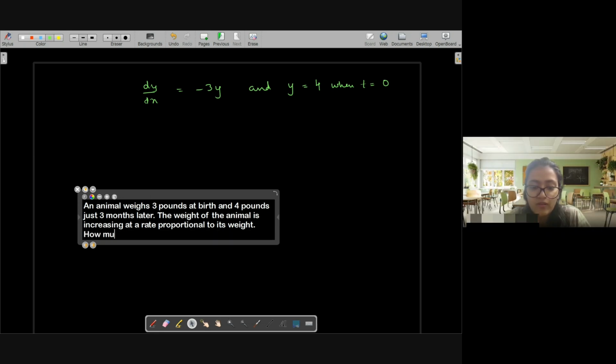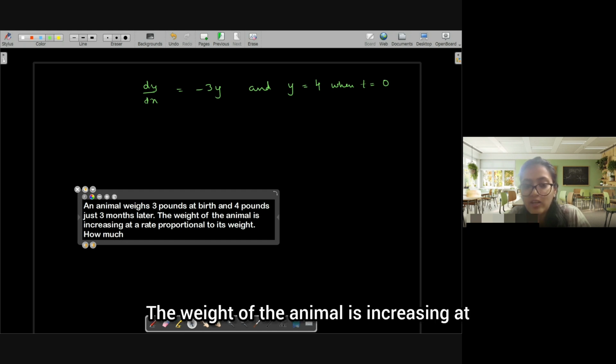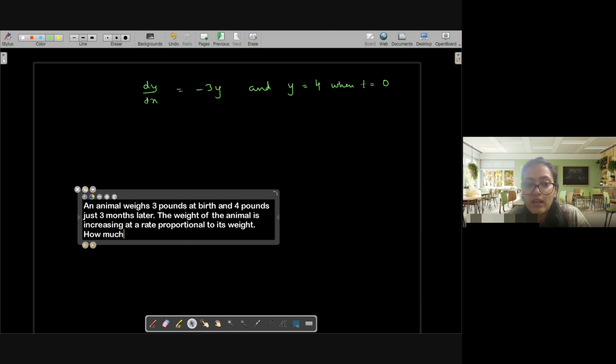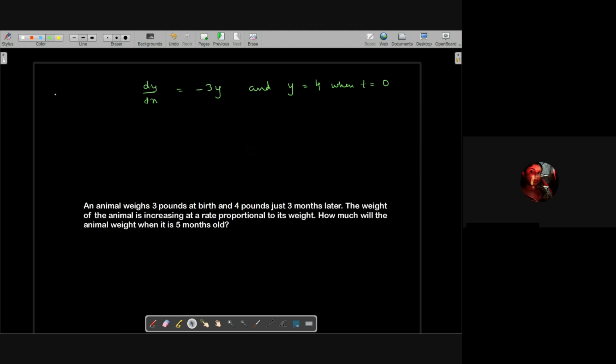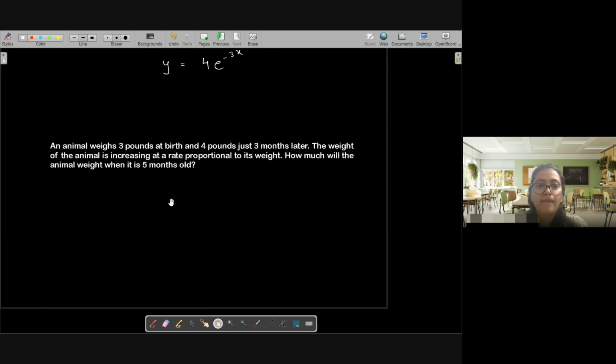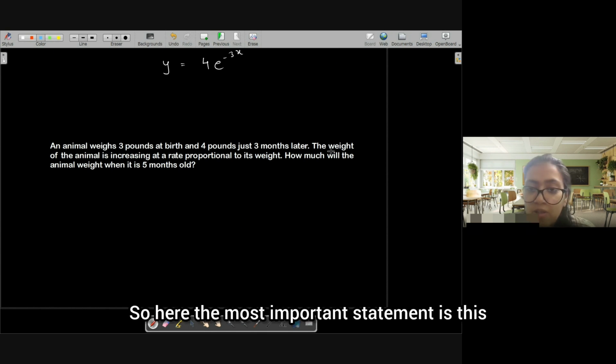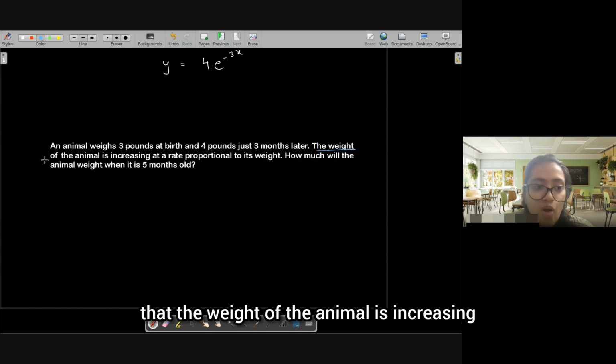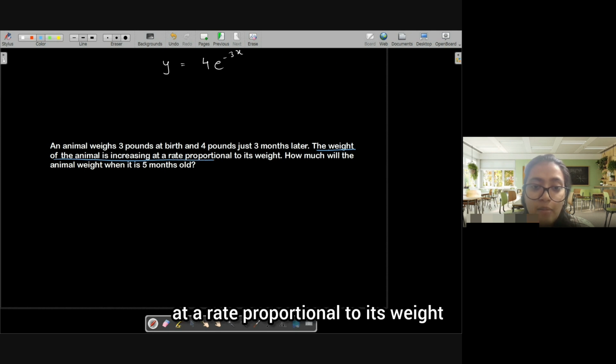Next, this is a word problem. An animal weighs 3 pounds at birth and 4 pounds just 3 months later. The weight of the animal is increasing at a rate proportional to its weight. How much will the animal weigh when it is 5 months old? So here the most important statement is that the weight of the animal is increasing at a rate proportional to its weight.